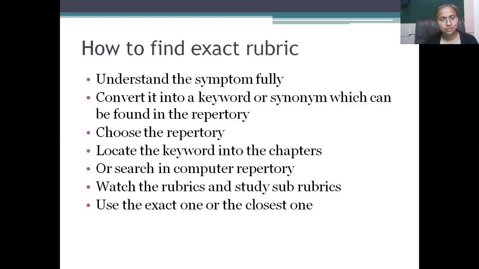Then after choosing a repertory, locate the keyword in a chapter. If you're not using a manual repertory, go into a computer repertory and search it. And then see the rubrics and study the sub rubrics. The sub rubrics will give you the exact symptom with minute details. So use that exact one or the closest one after studying all the sub rubrics. That's the way you find the exact rubric.